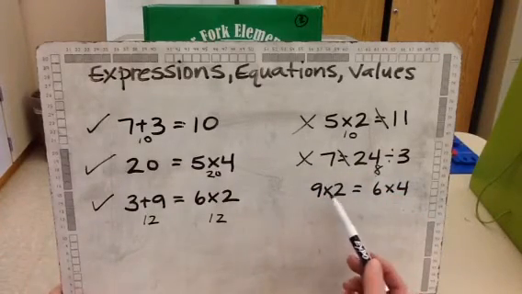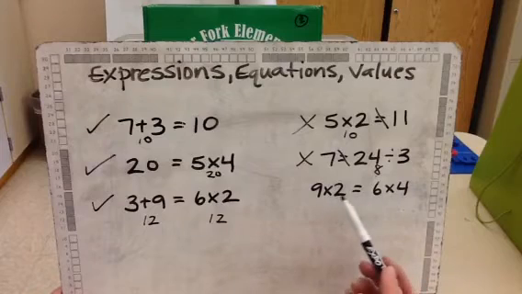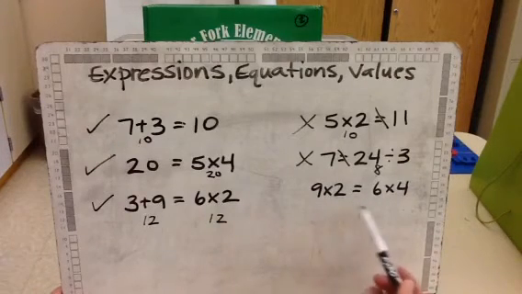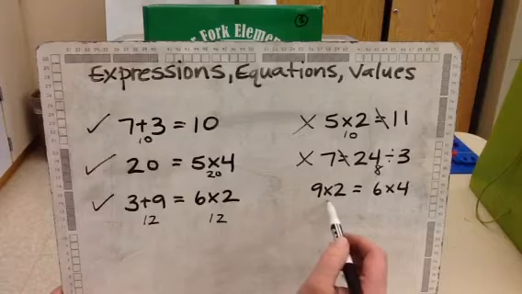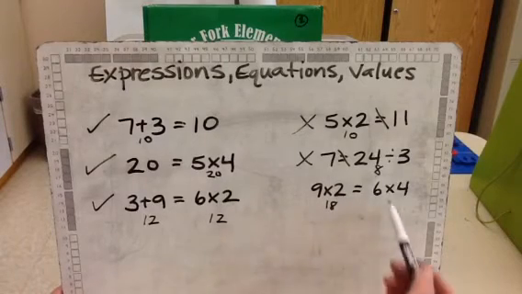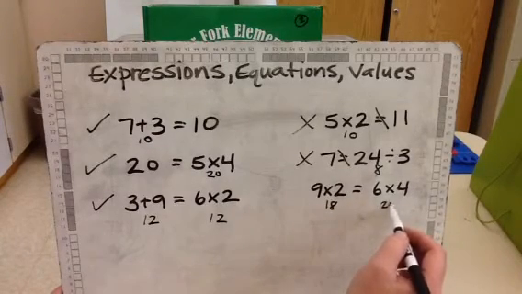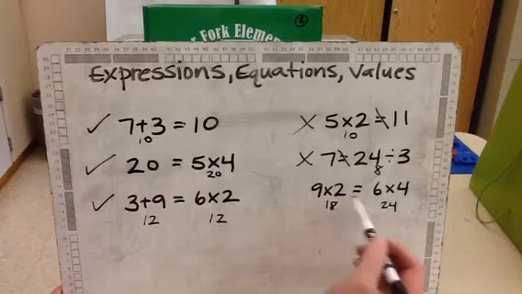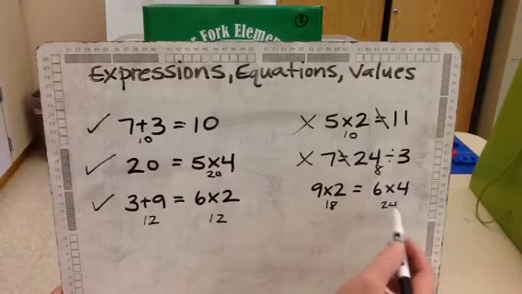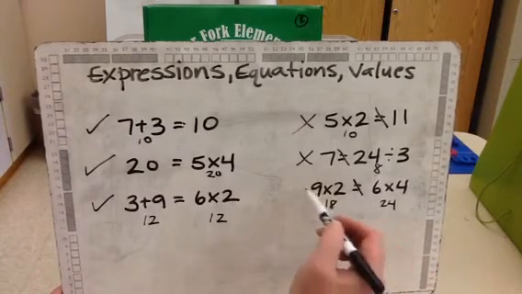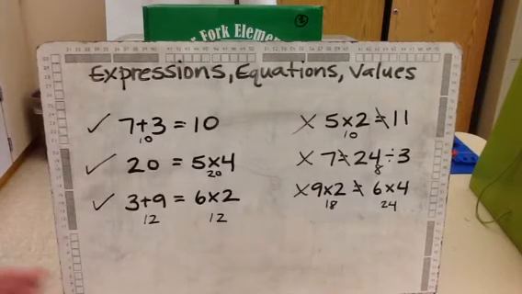And then over here I have two expressions. So I have to do work on both sides to see if this is an equation. So 9 times 2 is 18. And 6 times 4 is 24. So when I look at the values, this is the lesser value, a greater value. So even though it looks like an equation, it is not an equation.